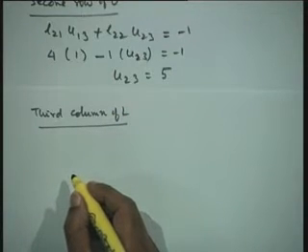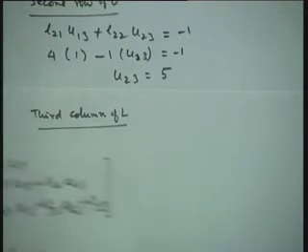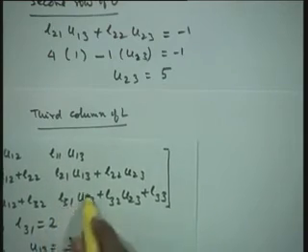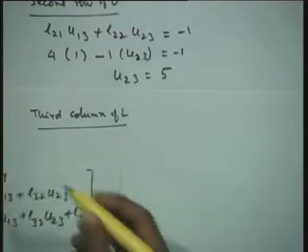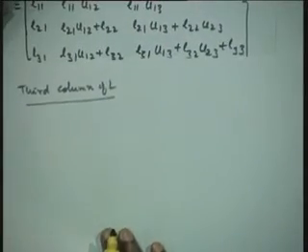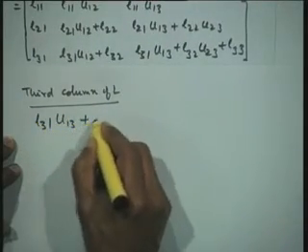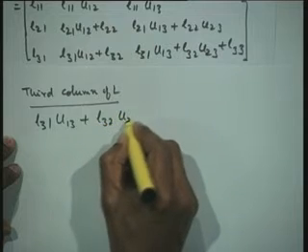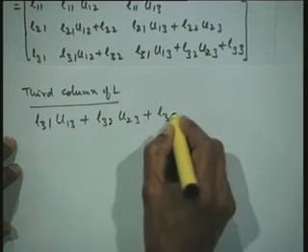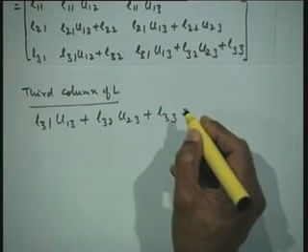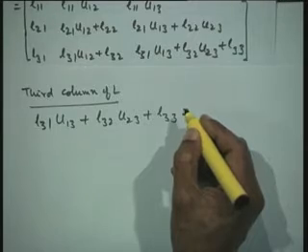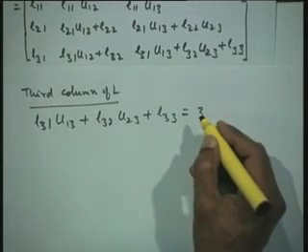Now, the third column of L means this is the last element that is to be done, and that gives me this particular element, that is your L31 U13. So, I can write from here, this is L31 U13 plus L32 U23 plus L33, and this element is given to us as 3.